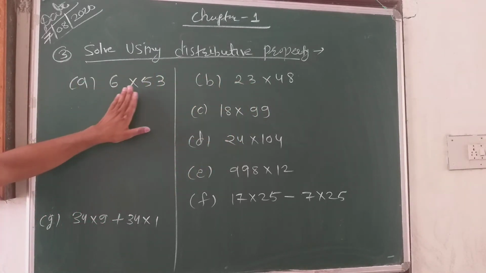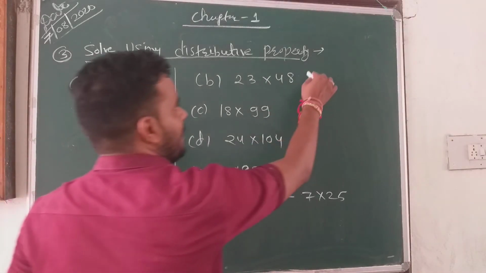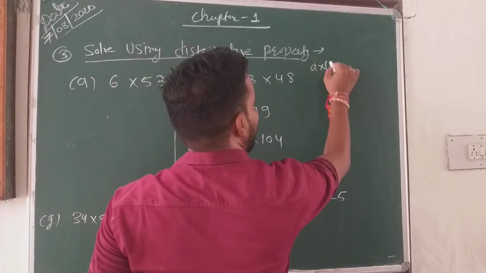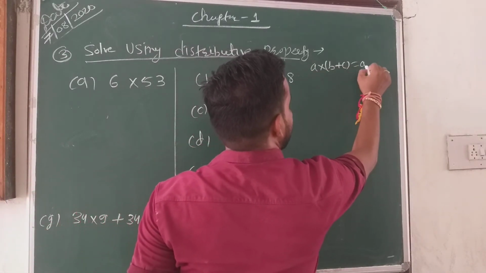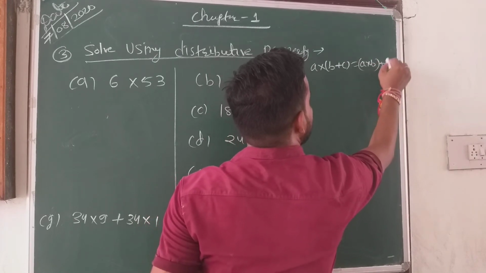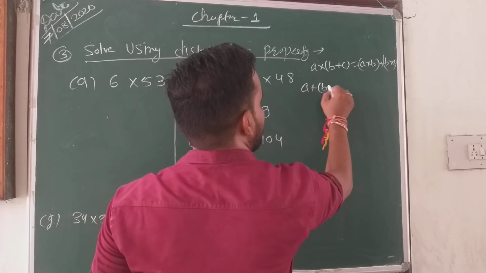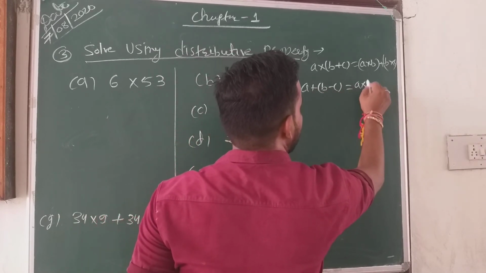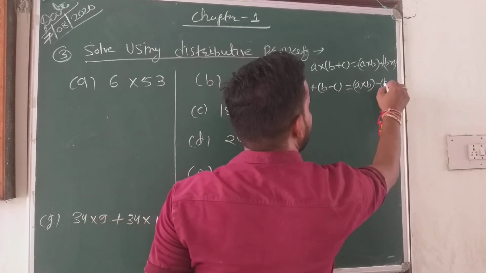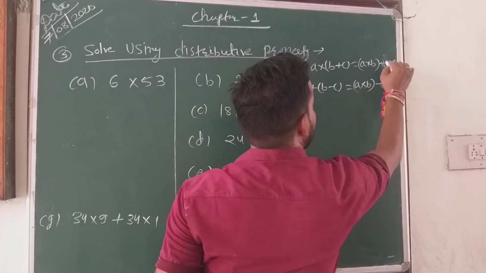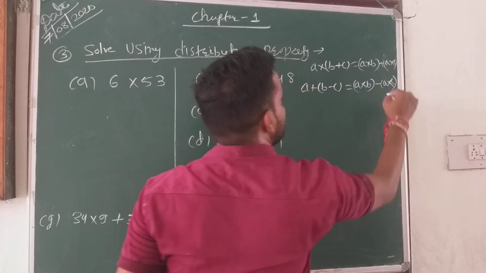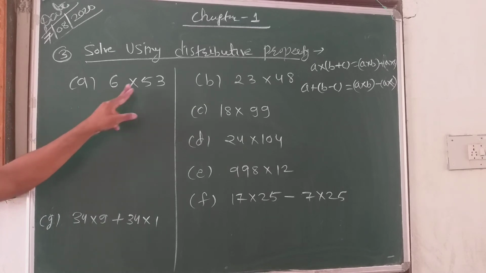The first one, 6 multiply 53. First I will write the distributive property: A multiply (B plus C) equals A multiply B plus A multiply C. So you just check the form, afterwards solve. Which one will we use? A multiply (B minus C) equals A multiply B minus A multiply C. Okay, so just see 6 multiply 53.